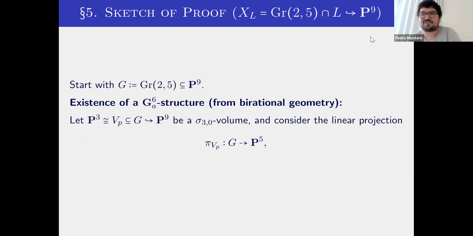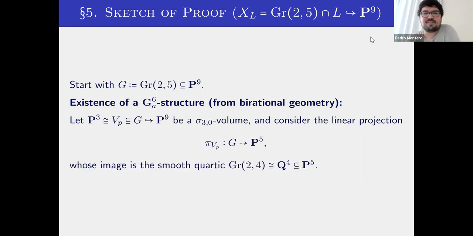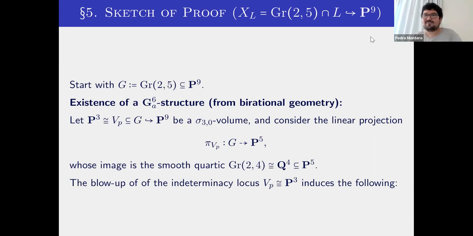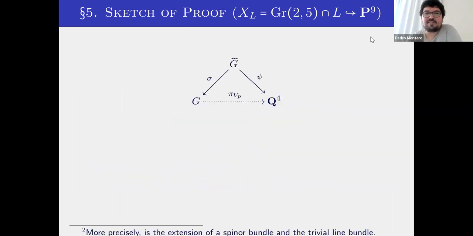So this is the linear projection. But actually, it's not surjective. The image is the smooth quadric of P5, which is the Plücker quadric, and is also a Grassmannian. But for now, just a quadric. As you may know, if you have a map which is not defined everywhere, then you blow up the center of the projection, and it's okay. Now you can resolve the indeterminacy locus by blowing up, and you get this diagram. So the Grassmannian is 6-dimensional, the quadric is 4-dimensional, sorry. So you expect this psi to have 2-dimensional fibers, right? To fit the dimensions.